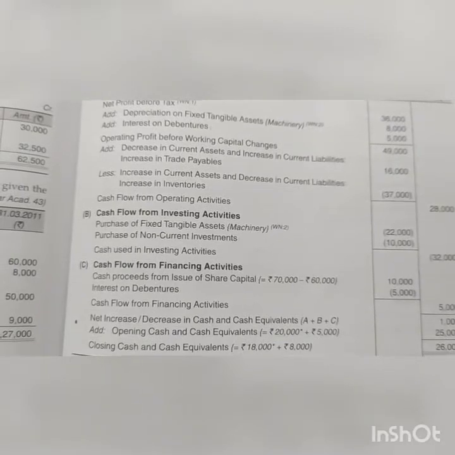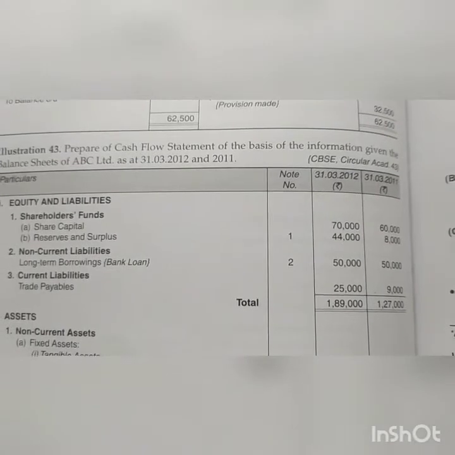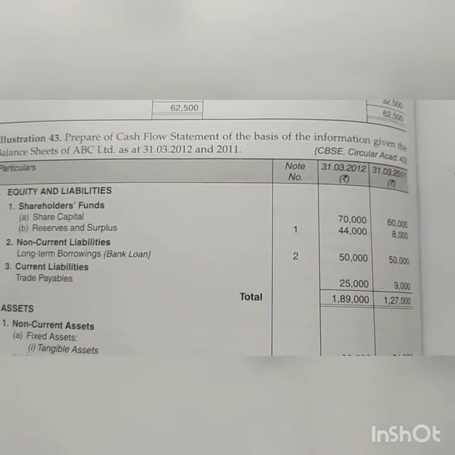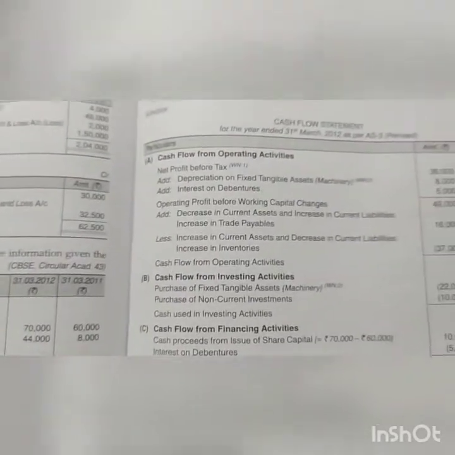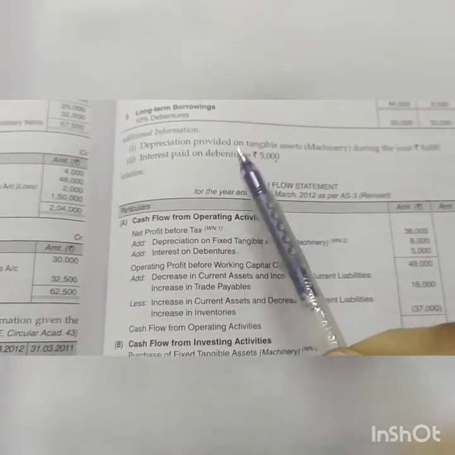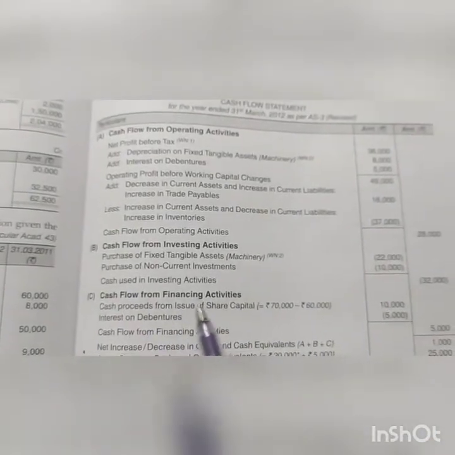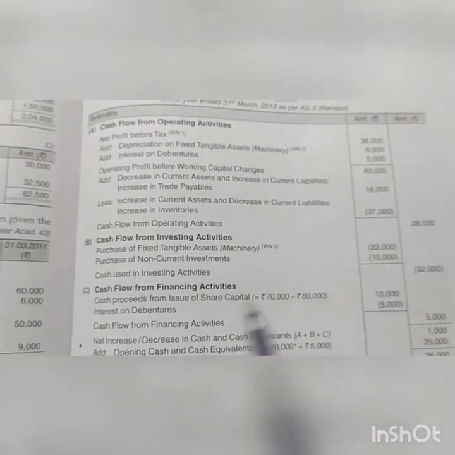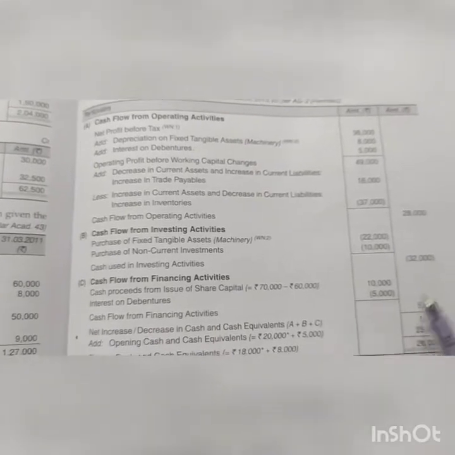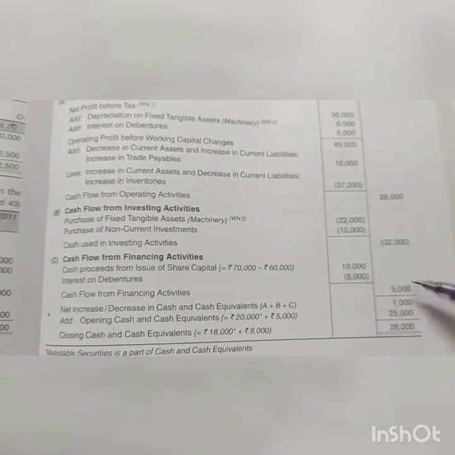Last we have cash flow from financing activities. Under that you will write the share capital, 60,000 has become 70,000, it is an inflow. Long term borrowings are same, so no effect, you won't write that. Share capital you will write, and this interest paid on debentures, being the transaction of financing, it will come under financing as outflow. Here it is, cash proceeds from issue of share capital 10,000 and interest on debentures 5,000. Net effect cash flow from financing activity is 5,000. 10,000 minus 5,000.